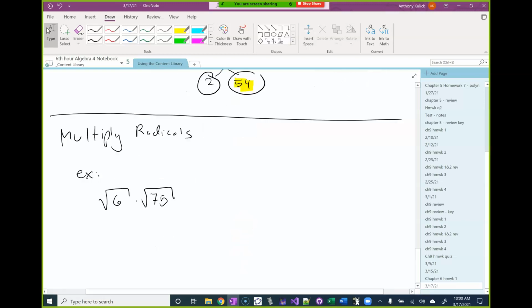Well, one way we could do this is we could start by looking for perfect squares in either radical. Are there any perfect squares inside of 6? No, because 6 is 2 times 3, right? Neither of those is a perfect square. How about 75? 25 times 3 is 75, and 25 is a perfect square, right? That's 5 squared. So let's do that.